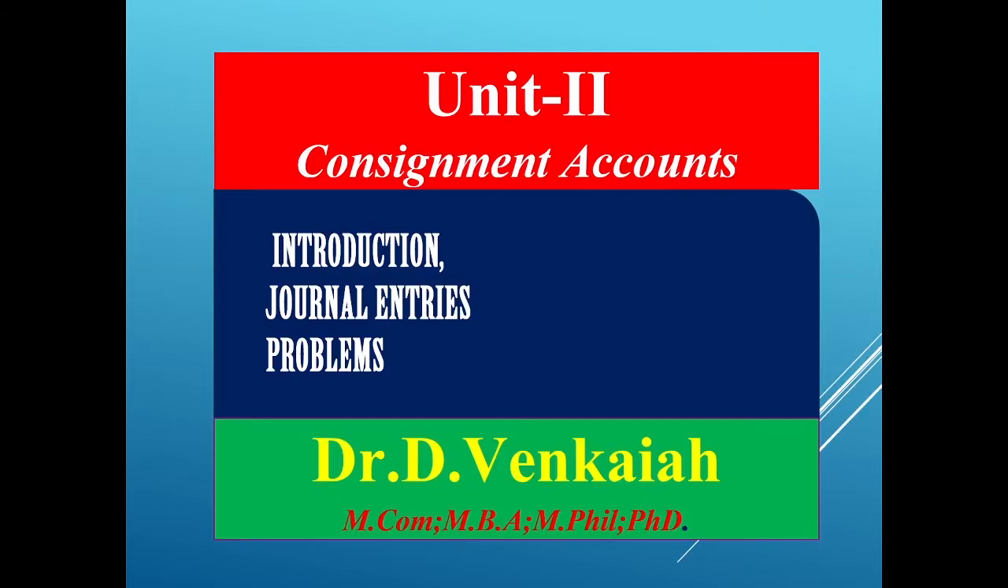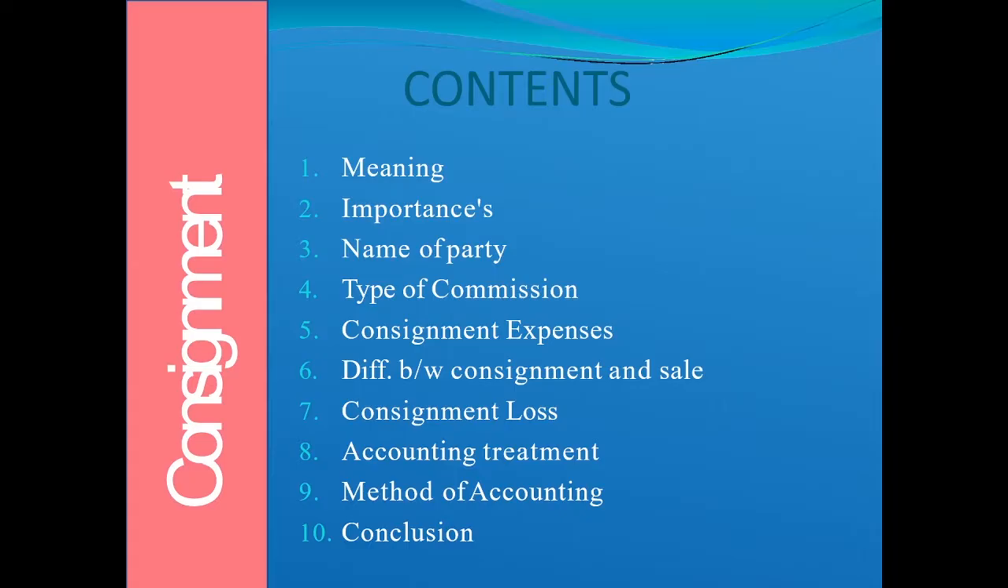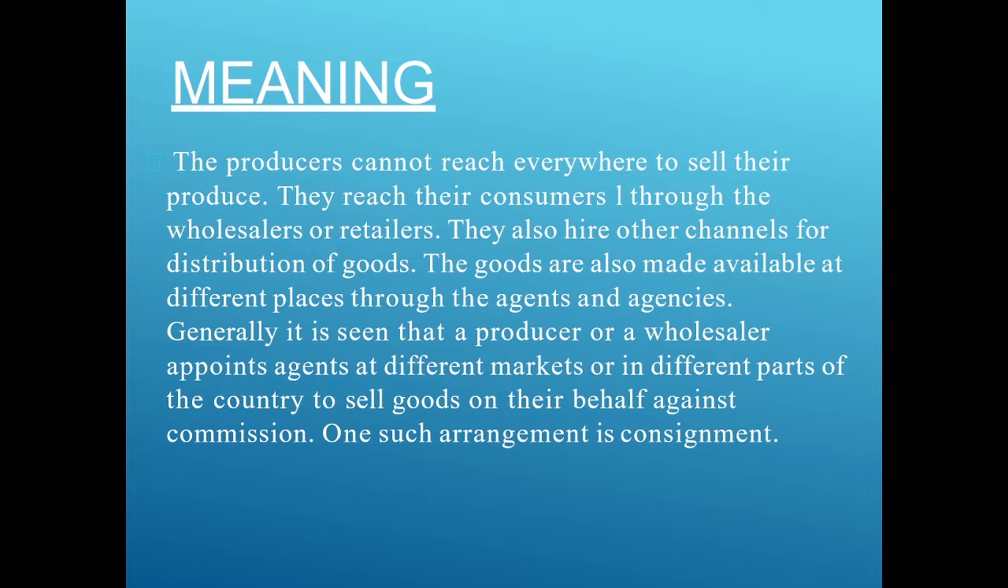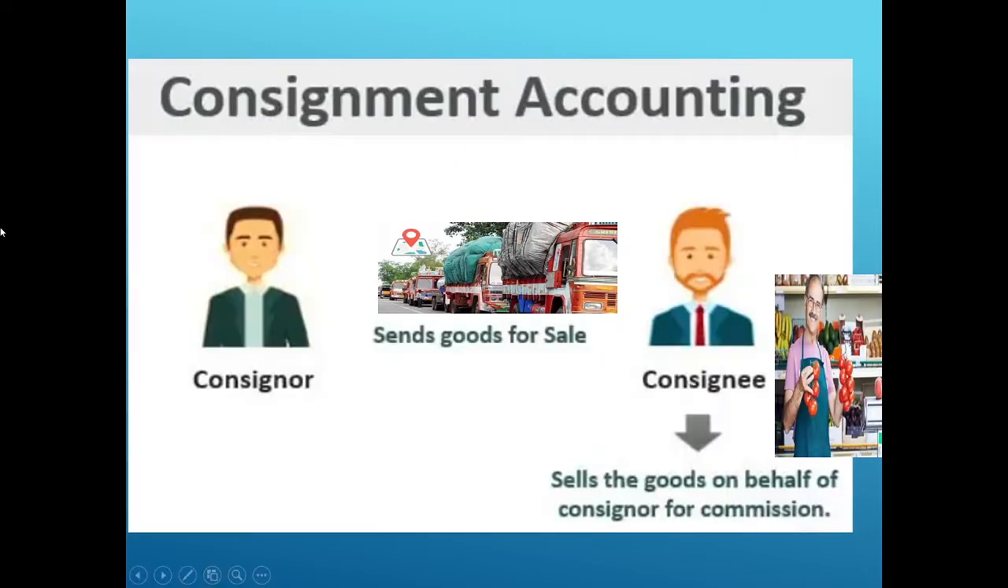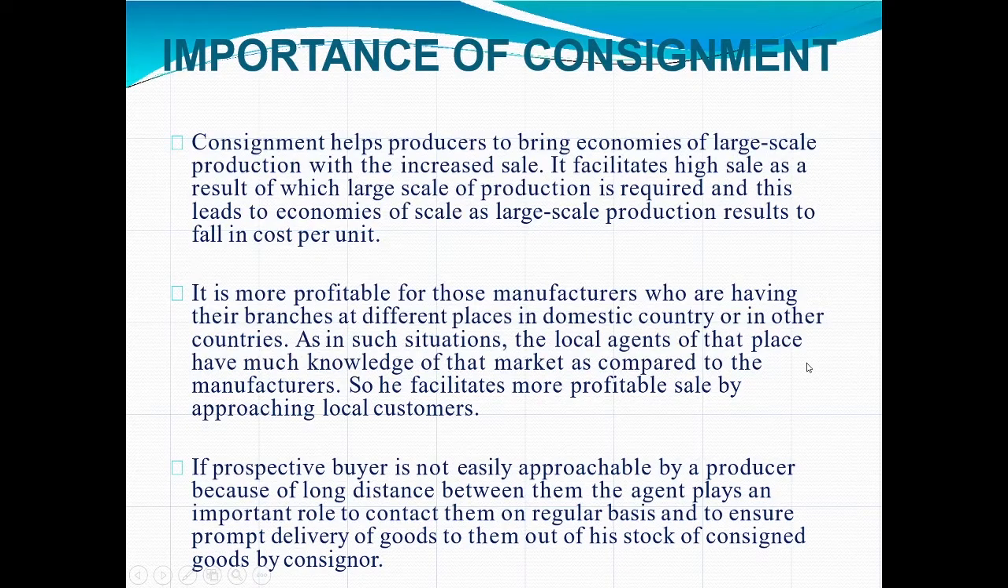Okay students, in this video I am going to explain what is consignment, next what are the journal entries in the books of Consignor and Consignee, next two problems with the total stock sold. Consignment is an agreement between consignor and consignee to sell the goods on behalf of the consignor. You see, the consignor is sending the goods to the consignee, and the consignee is selling the goods.